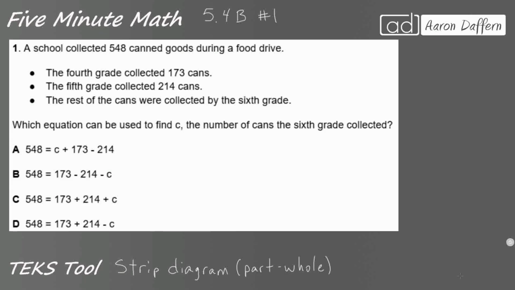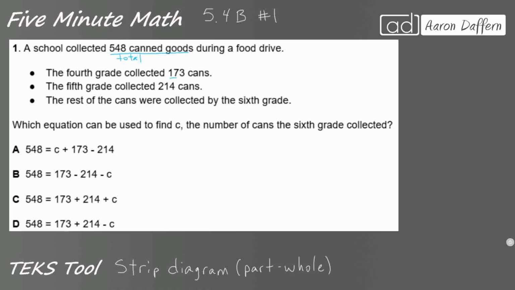So we've got a school collecting cans for a food drive. We've got fourth grade, fifth grade, and then just the rest. We need to use an equation to represent C, an unknown number. So this looks like we have a total right here. A school collected 548 canned goods. So this is going to be the total number of canned goods that we have collected.